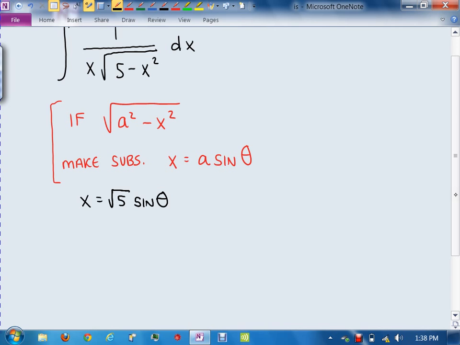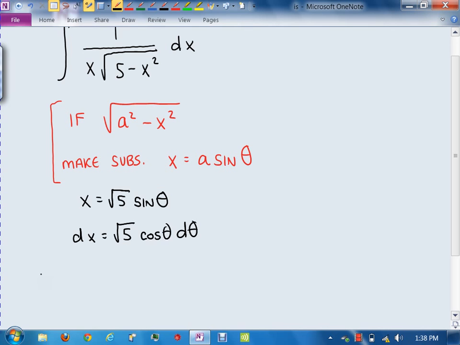So what did I do last time? I did that and then didn't I take the derivative of it? So take the derivative of it, that way we can get dx. What would dx be? Root 5 is a constant. Cosine theta d theta. So that's just the derivative of left and right side.